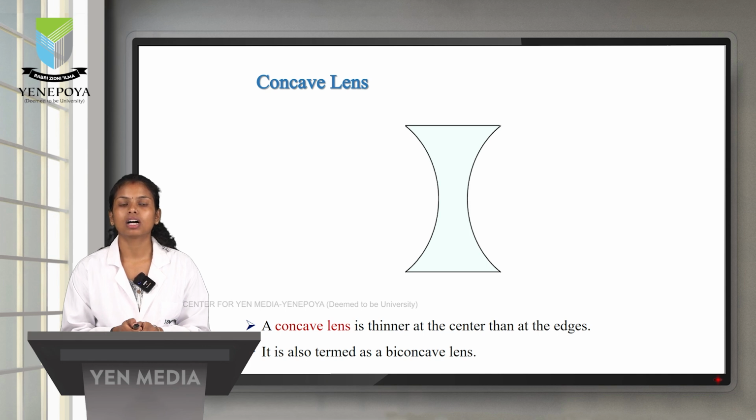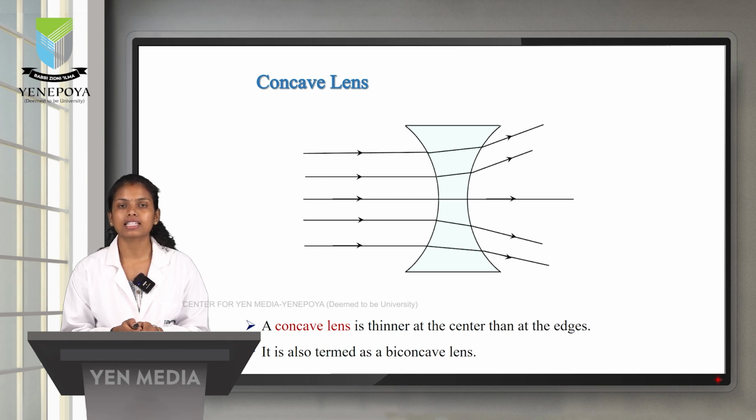Concave lens. A concave lens is thinner at the center than at the edges. It is a diverging lens since the parallel rays after refraction through the lens diverge out and appear to come from a point F. It is also termed as a biconcave lens.